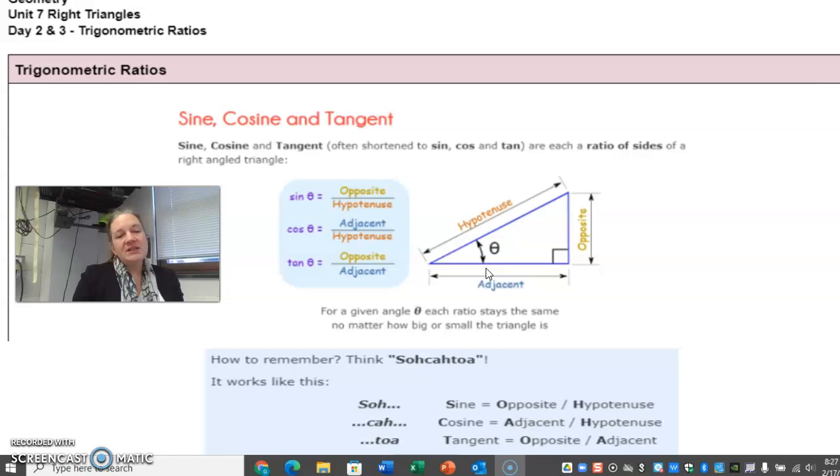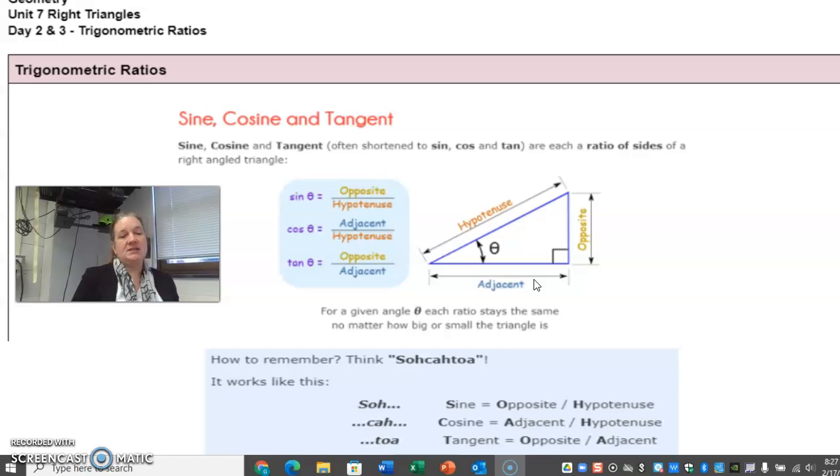Okay. Then I would label my other two sides. The adjacent side, pardon me, is the side that is touching the angle. So the adjacent side touches the angle. The opposite side is the side across from the angle. So I call that O and I call that H. And now what I can do is come up with these ratios. The sine of this angle is the same as the ratio of the opposite side divided by the hypotenuse side. The cosine of this angle is the adjacent side over the hypotenuse side. The tangent of this angle is the opposite over the adjacent.